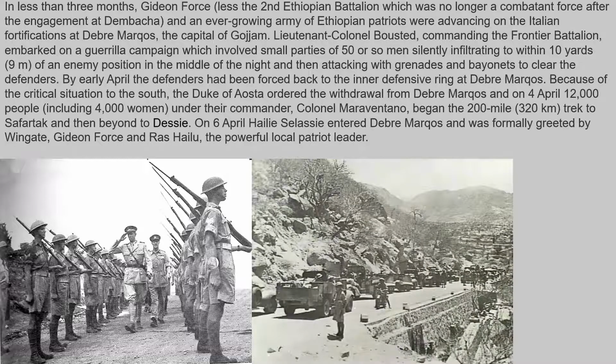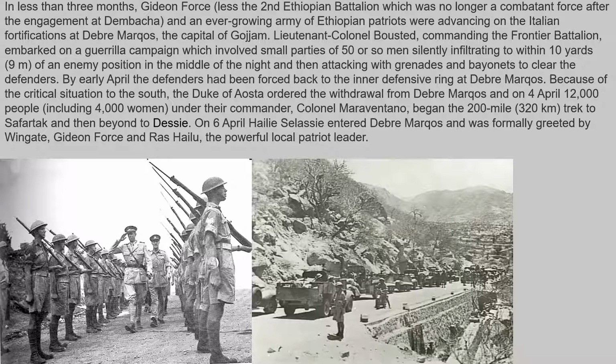In less than 3 months, Gideon Force, less the 2nd Ethiopian Battalion, which was no longer a combatant force after the engagement at Dembecha, and an ever-growing army of Ethiopian patriots were advancing on the Italian fortifications at Debre Markos, the capital of Gojam.